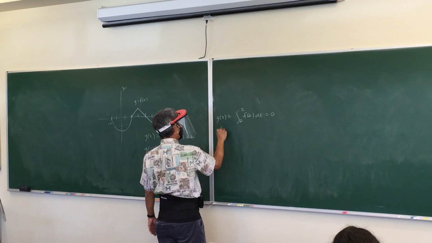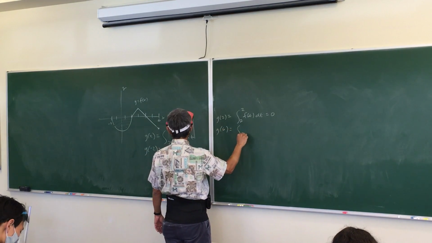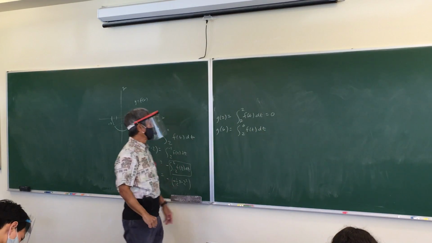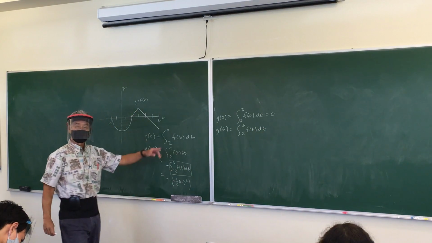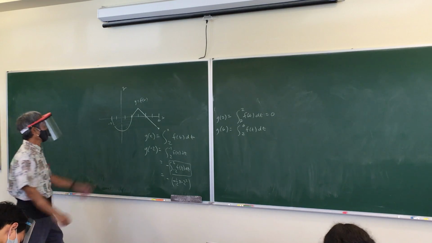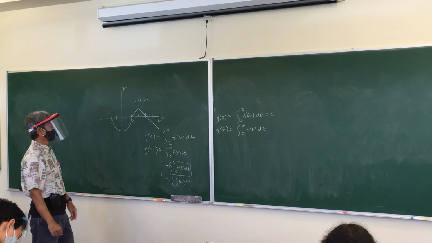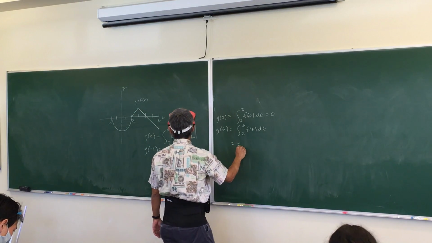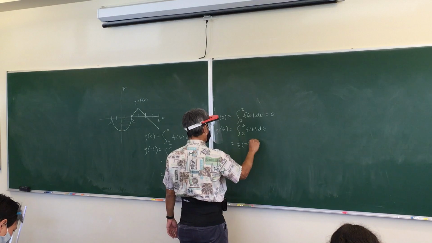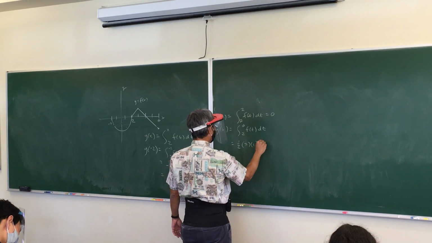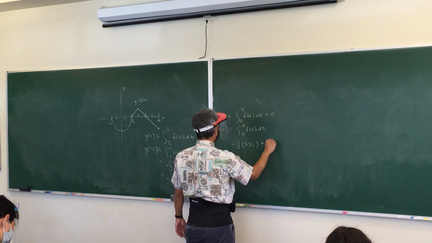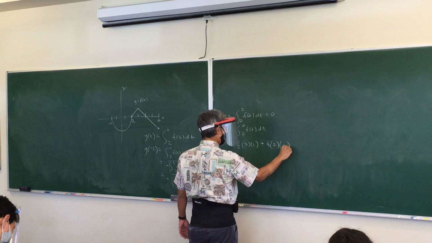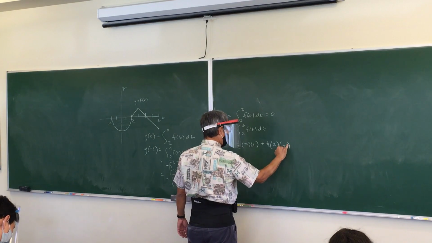Okay, how do I compute g of 6? Well, obviously you plug in 6. Okay, now how do I compute this integral from 2 to 6? 1/2 times 2 times 1 plus 1/2 times 2 times 2. Yes, it is 2. Okay.